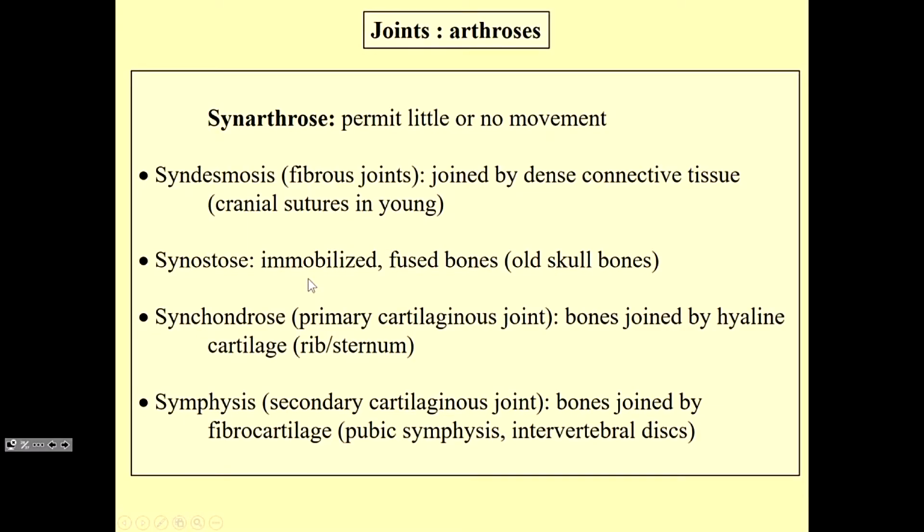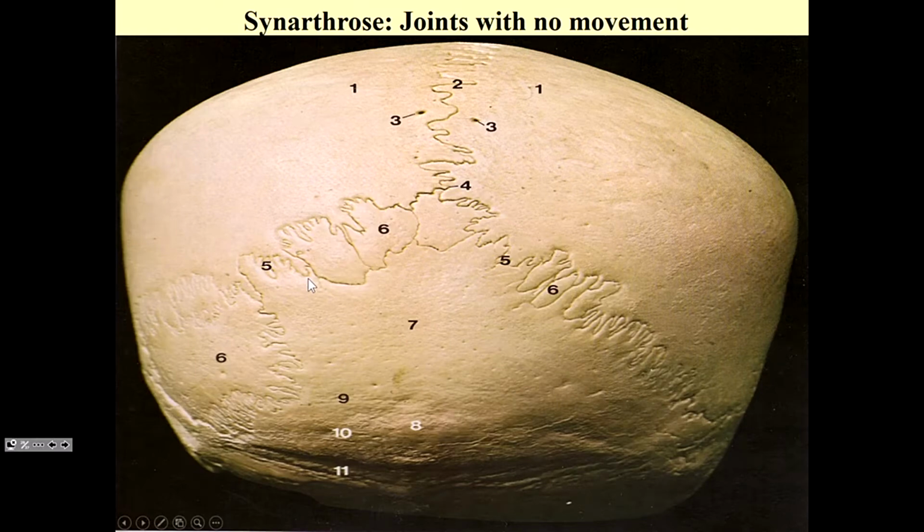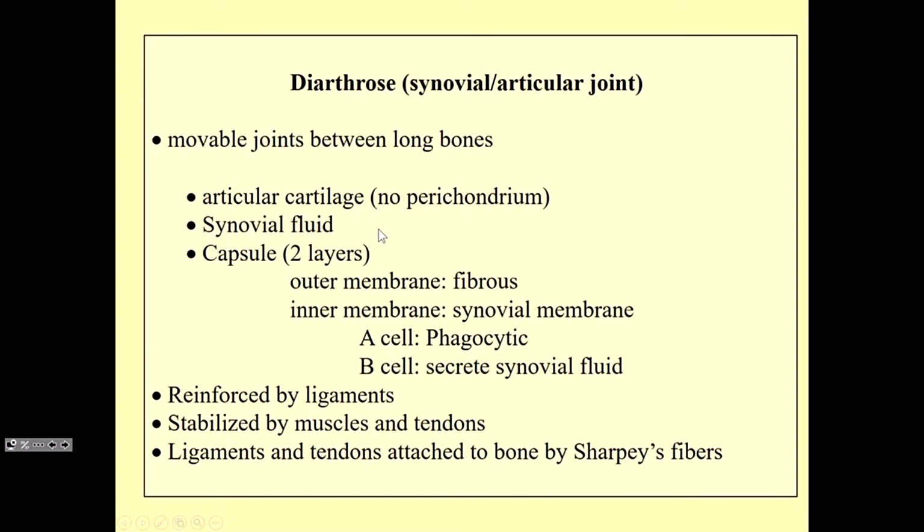Okay, so the next thing I want to talk about are joints, movable joints, right? Articulating joints. Joints come in two major varieties. The synarthroses permit little or no movement. I'm not going to talk much about synarthroses; they're not particularly important. Here's an example of a synarthrosis where the bones of the skull fuse together. So this is a non-moving joint where different bones of the skull have fused together. What I do want to talk about are the diarthroses, which are movable joints, elbows, knees.